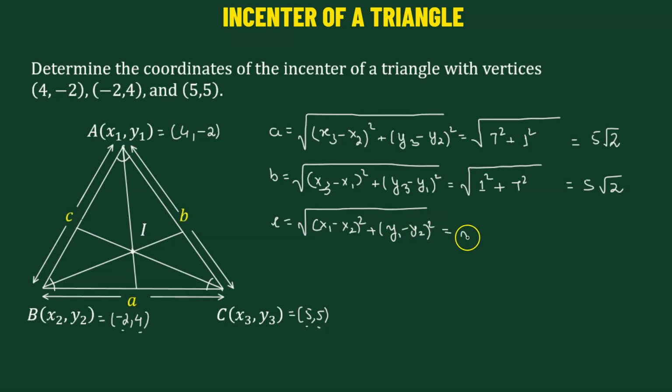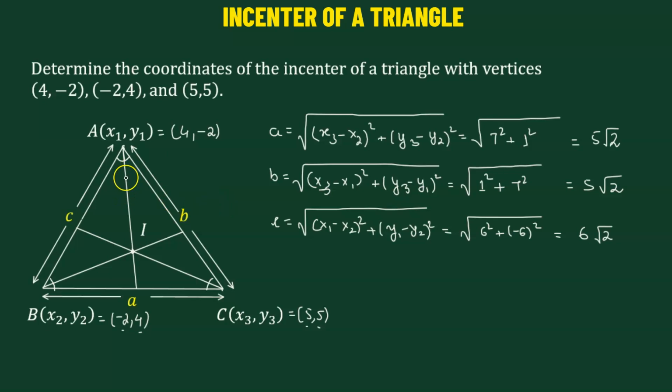Now this will be equal to the square root. Underneath the square root, we need x1 minus x2, so we need 4 minus -2. That's going to be 6. So we have 6 squared added to y1 minus y2. That's -2 minus 4, that's -6. So we have -6 squared. This is going to give us the value 6 times square root of 2.